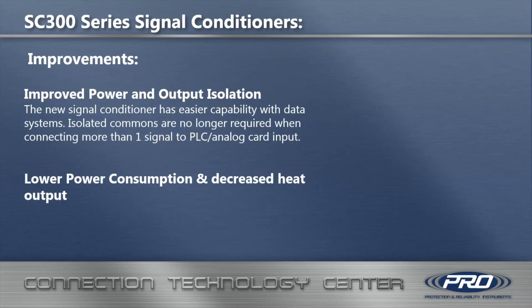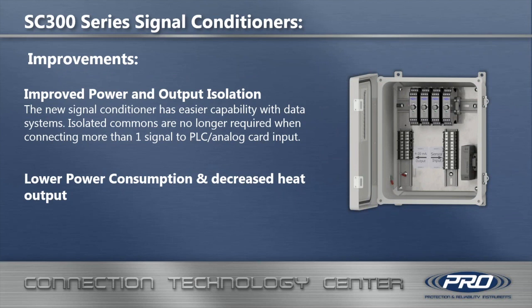So this is the SC300 series signal conditioner. This is the signal conditioner that has not been released yet by CTC. Some improvements are it's going to have improved power and output isolation. This new signal conditioner has easier capability with data systems. Isolated commons are no longer required when connecting more than one signal to the PLC or analog card input. It also has lower power consumption and decreased heat output.